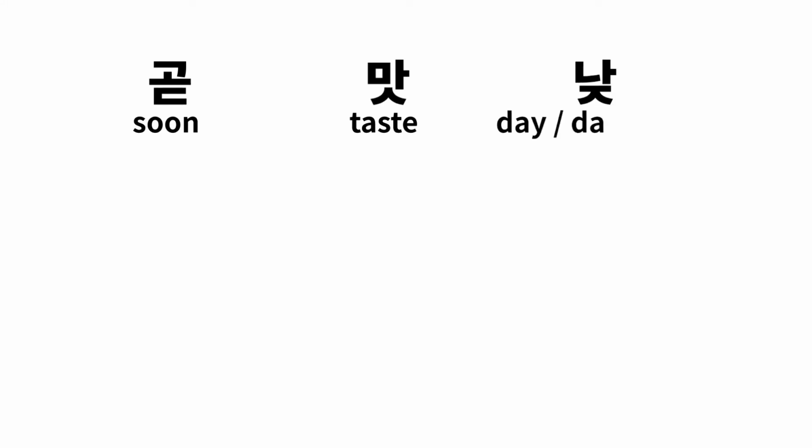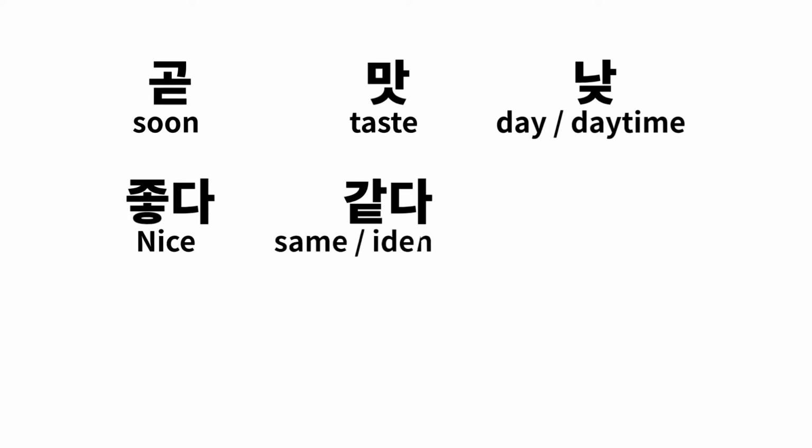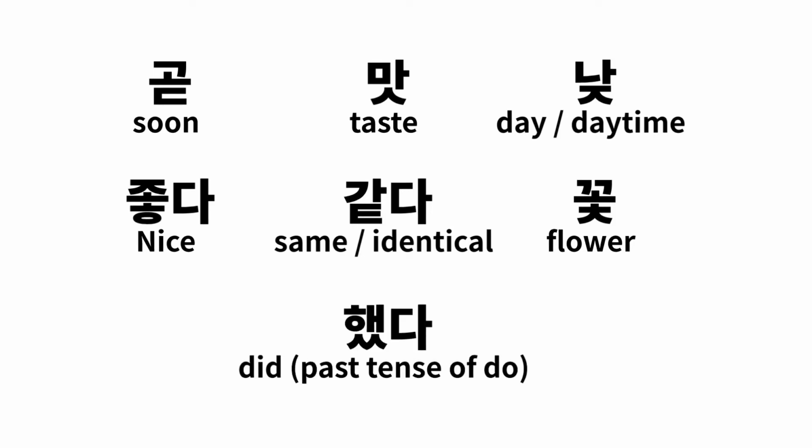For example, we have Ot, which means soon, Mat, which means taste or flavor, Nat, which means day or daytime, Chotta, which means good or nice, Katta, which means same or identical, Kot, which means flower, and Hetta, which means did or the past tense of do.